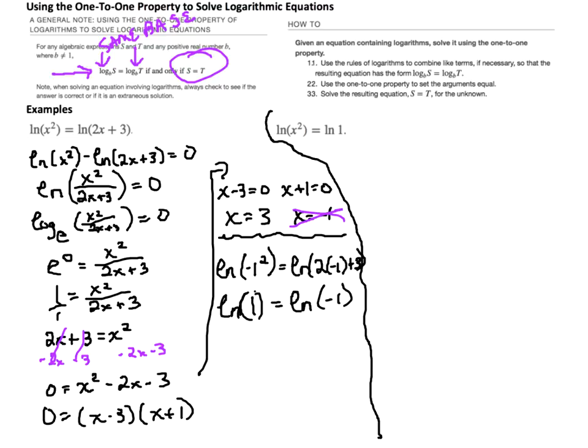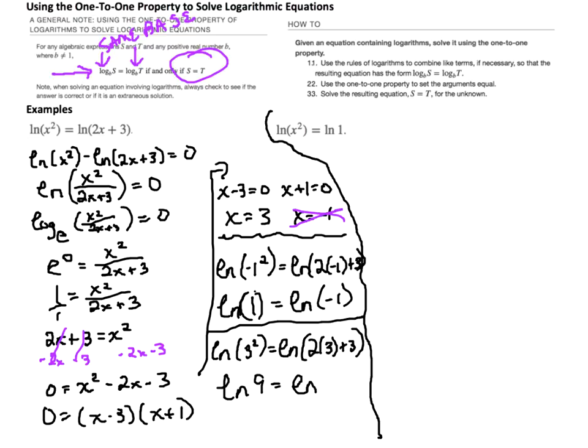3 should be, though. I'll show you real quick. The ln of 3 squared should equal the ln of 2 times 3 plus 3. So the ln of 9 equals the ln of 6 plus 3, which is 9. So we're good to go with 3, but no go on -1. So it's always important that you check these solutions.